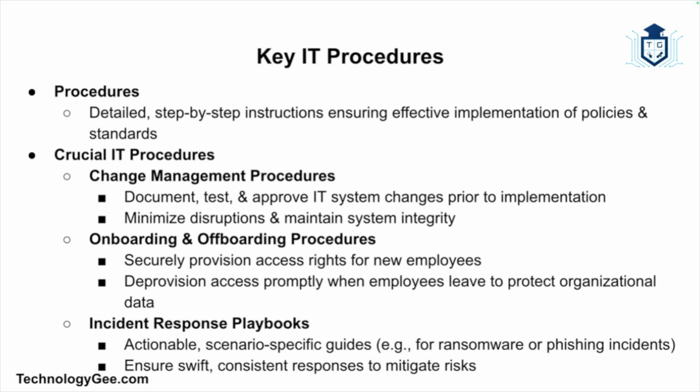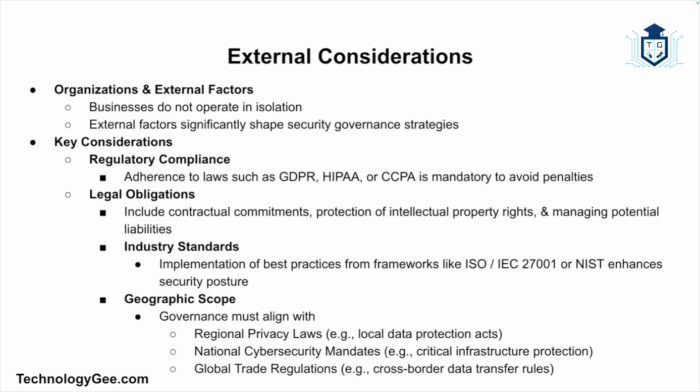Next, we have procedures. So procedures provide detailed step-by-step instructions to carry out policies and standards effectively. And here are a few crucial ones. So the first one is change management procedures. And these include steps to document, test, and approve changes in IT systems before implementation. We have onboarding and offboarding procedures. These ensure security provisioning and deprovisioning of access rights when employees join or leave an organization. And then we have incident response playbooks, and they serve as actionable guides during specific types of incidents like ransomware attacks or phishing breaches.